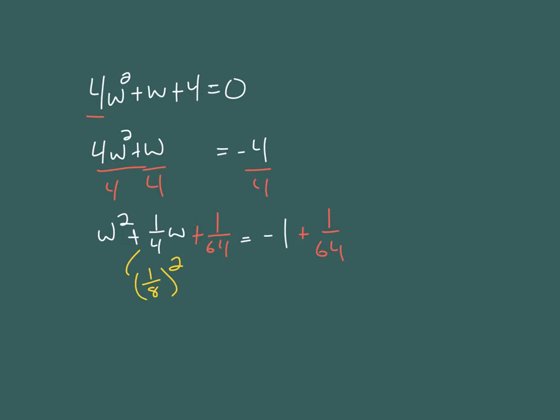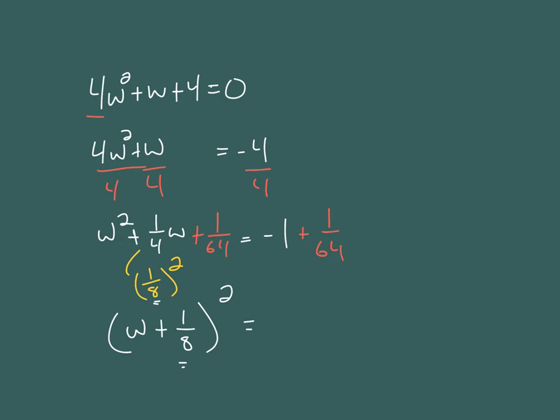Okay, and this is where completing the square really gets pretty technical. The game here is now this side on the left that I've created will factor into w plus 1/8. The number that's always used here is the same number that you had before you squared it. That's an important thing to note when doing this, especially with difficult ones like this.